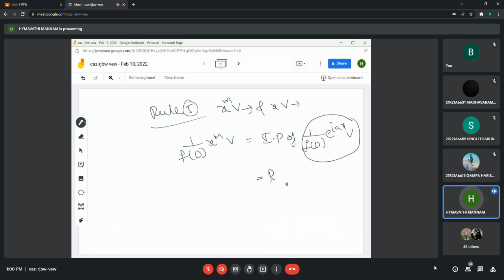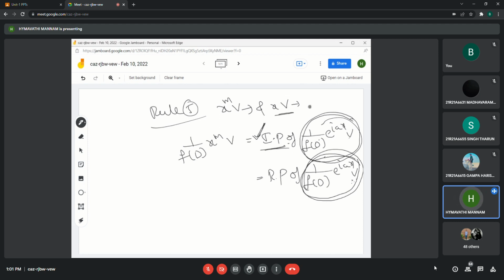If it is the cos function, real part of 1 by f of d into e power iax into v. And now this converts to the rule 4. Use the rule 4 and then find out the solution. Finally, you have to take only the real part of 1 by f of d into e power ix into v. Then only the solution will be complete. Similarly, in this case also, finally, you have to take the imaginary part of this function. That gives the solution for 1 by f of d where v is a sine function.